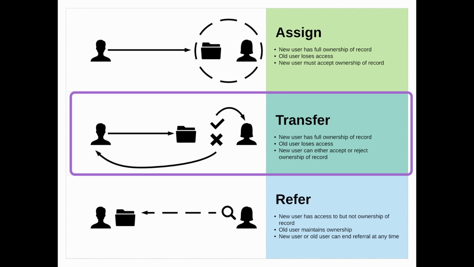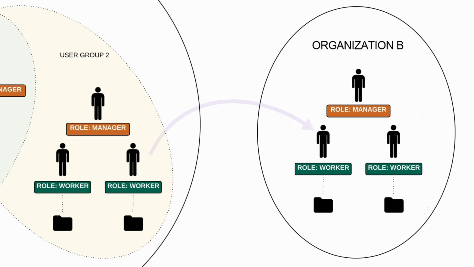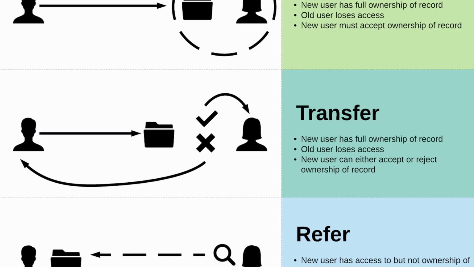The second way of sharing a case is transferring. This is mainly used for moving cases between organizations when a beneficiary moves, or when their needs are now beyond the purview of your organization. When I transfer a case, the recipient can either accept or reject the transfer.